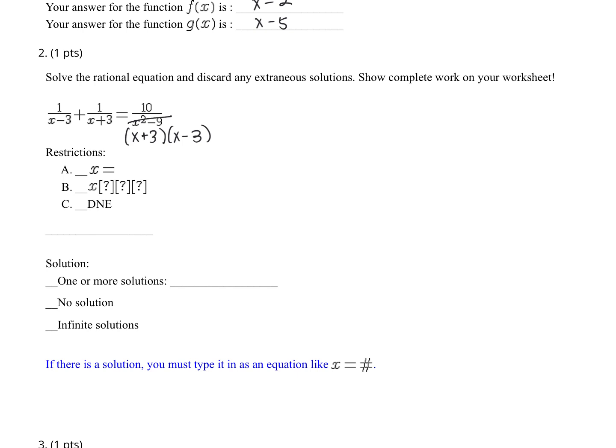So your restrictions are going to be each factor from the denominator set equal to 0. So x cannot be, we have x minus 3 and x plus 3. Those are the only two factors that we have in the denominators. So when we solve, we get x cannot be 3 and x cannot be -3. So those are your restrictions, however you put them in. Then we want to know how many solutions it has, and if it has one or more solutions, you need to type in your solutions.